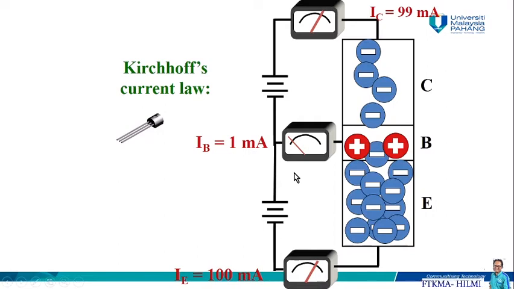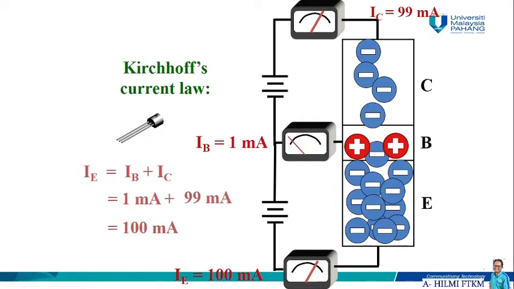And from Kirchhoff's current law, KCL, we know that the emitter current IE is equal to IB plus IC. We can prove this by inserting the values 1 milliamp plus 99 milliamp, and we should get that the value of IE is 100 milliamp, so it satisfies the KCL.